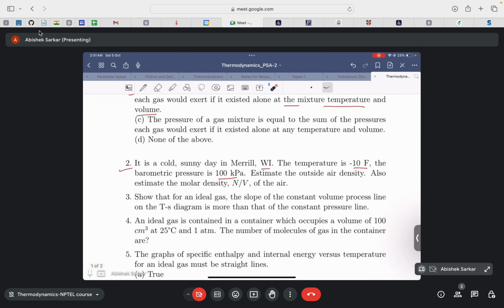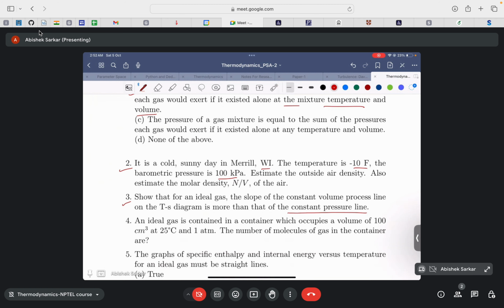The next question is, show that for an ideal gas the slope of a constant volume process line on a TS diagram is more than that of a constant pressure line. This is something that we'll eventually discuss in the later part of the course, but I thought it would be interesting if we are introduced to this kind of concept. But just for the sake of not creating further confusion, I will keep it as an exercise for a later problem solving session. And definitely we will look into it.